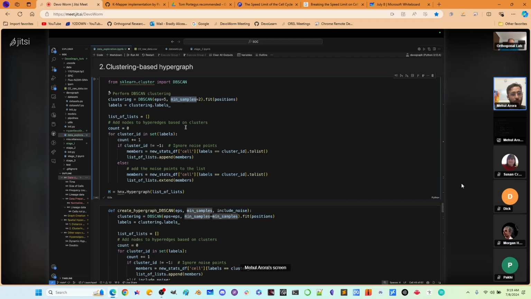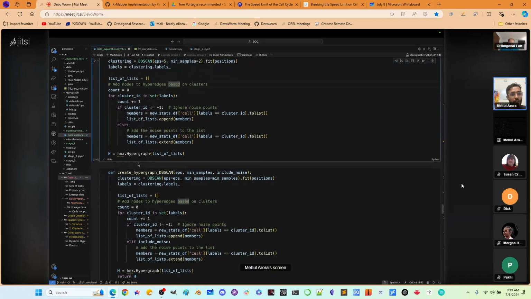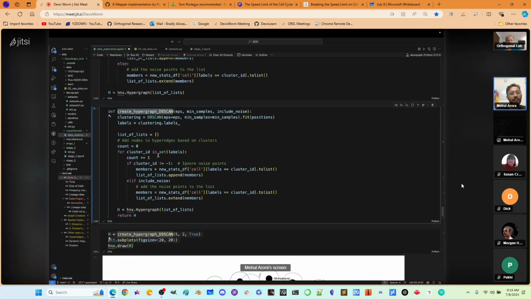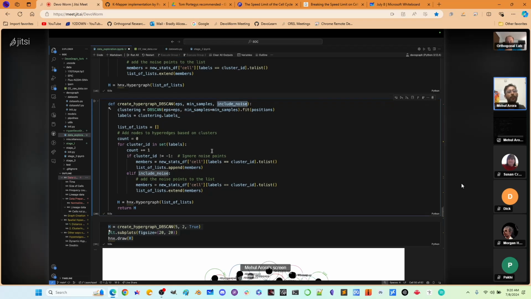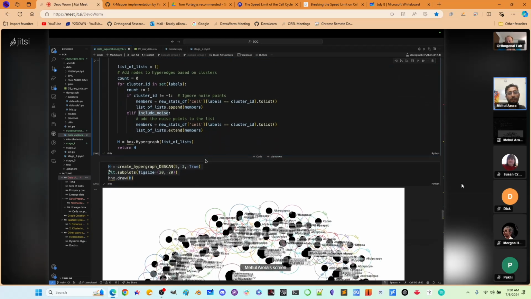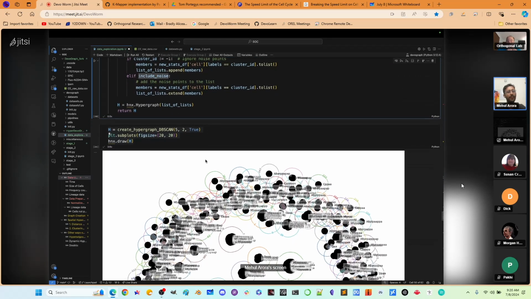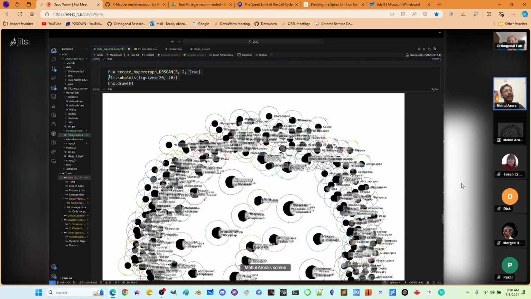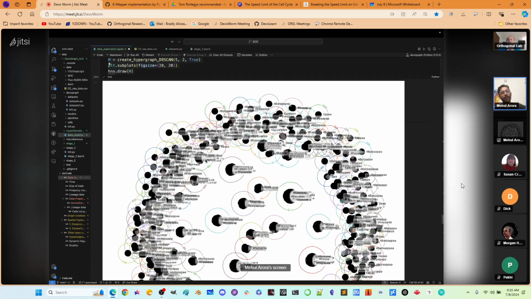And so I wrote a function to create it. This is the function. The hyperparameters I have given are EPS, min samples, and include noise. I will try to tell what it is after the show. So here we see that we have a much cleaner graph. In the previous threshold based method, we had to make sure that all the hyper edges had like 40 nodes, or maybe let's say 5 nodes. But here it is not the case.